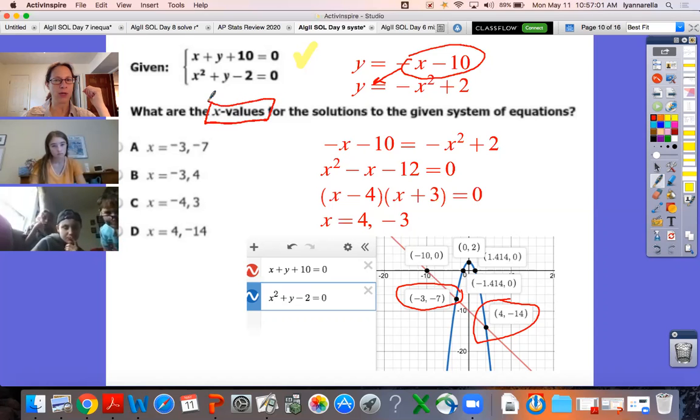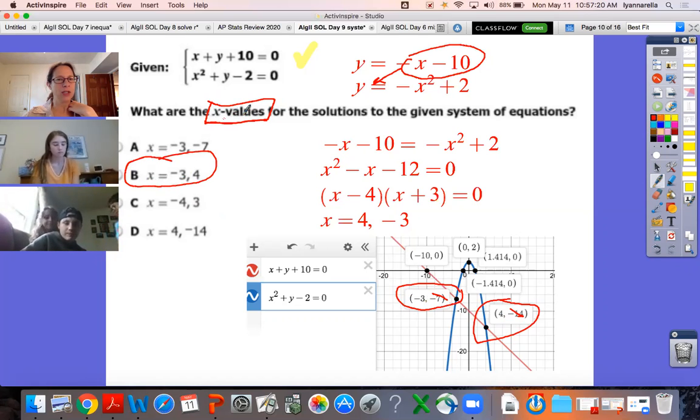They didn't say where do they cross. So if anybody goes to Desmos and says it's negative 3, negative 7, and 4, negative 14, you would not get it right because they only wanted the x values. So they don't want the y's. They only want this part, negative 3, positive 4. So it looks like it would be B.